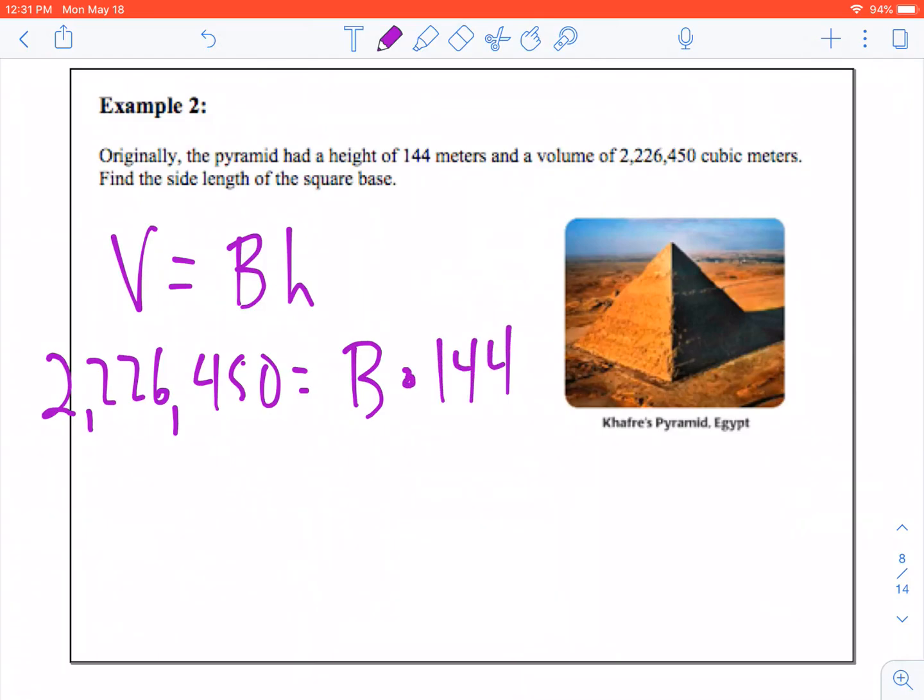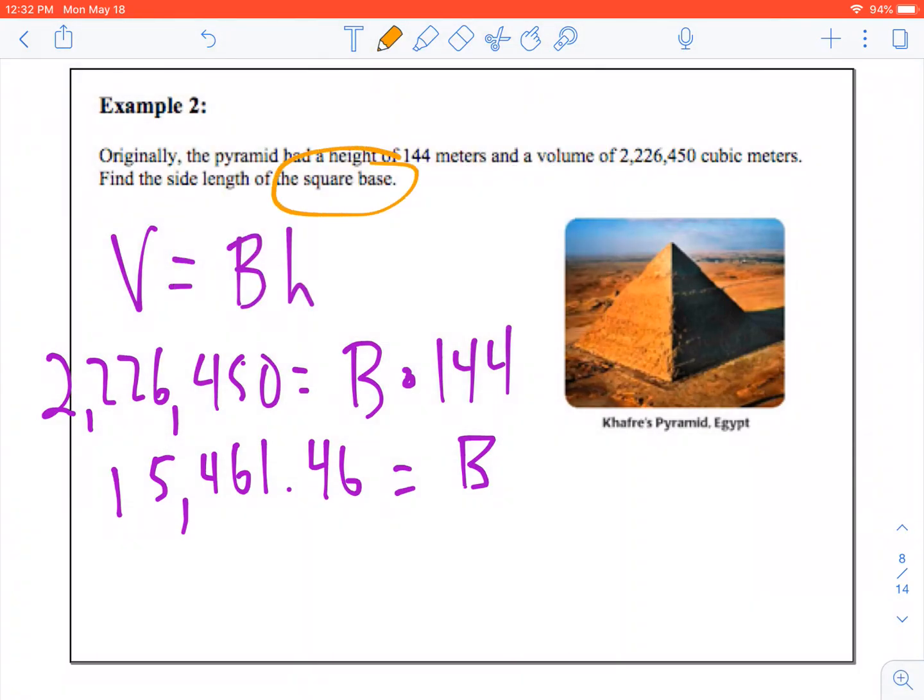The very first thing to do then is we take our 2,226,450 and we divide it by 144. We end up with 15,461.46 equals the area of our base. Now, here comes the next part that's key. They tell us that it is a square base. Area of a square is you take your side length and you square it.